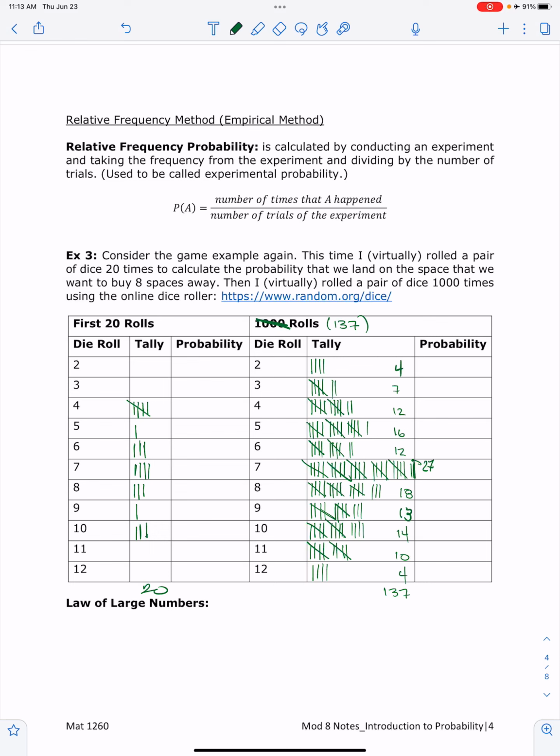Okay, welcome back. This is Module 8, Introduction to Probability. This is page 4, and full disclosure, this is my 4th recording of page 4.